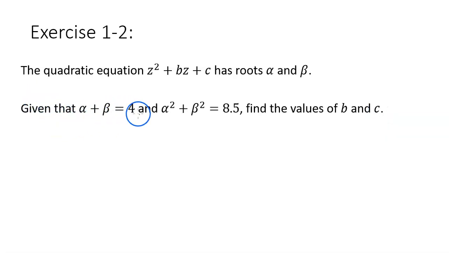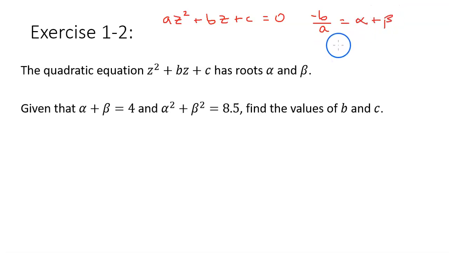Alright, so alpha plus beta equals 4, and we know that if we have az squared plus bz plus c equals 0, from Vieta's formulae we know that negative b divided by a is equal to the two roots added together, alpha plus beta, and c divided by a is equal to the two roots being multiplied together. So, since a equals 1 in this case, we immediately have that negative b is equal to 4. So that would mean that b is equal to negative 4.